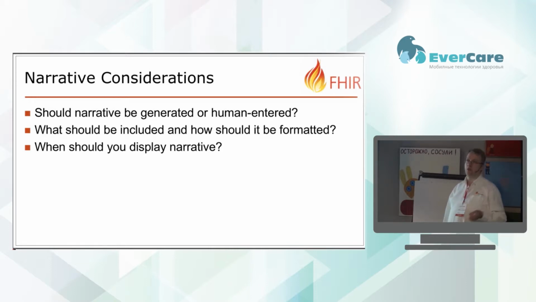For example, a pathologist might want to have very tight control over exactly what the text says, so they might want to type it themselves, but for a patient resource, you would probably just generate narrative that shows their name and their gender and date of birth.